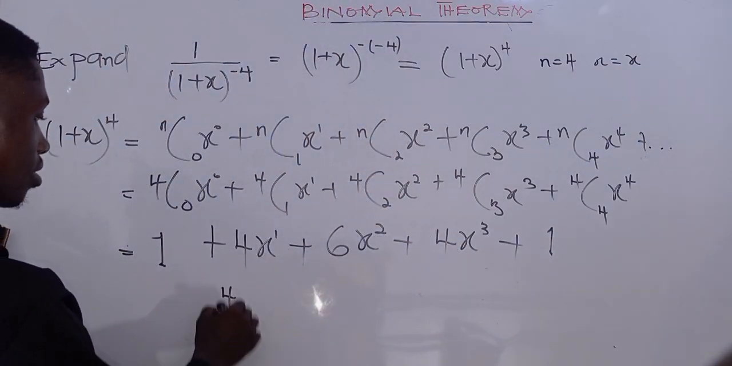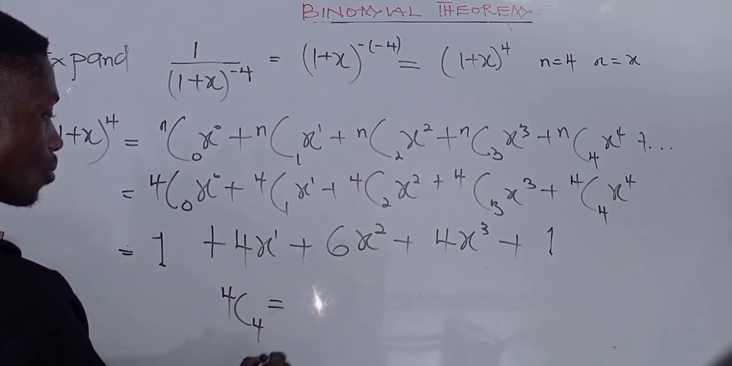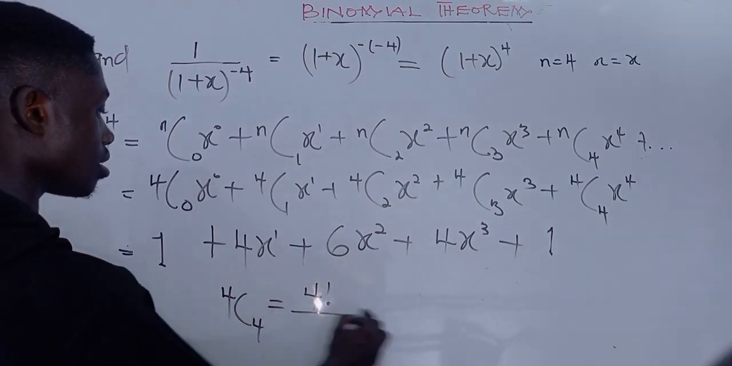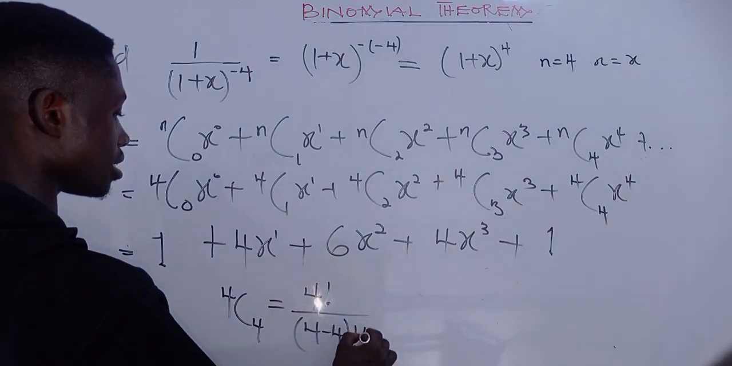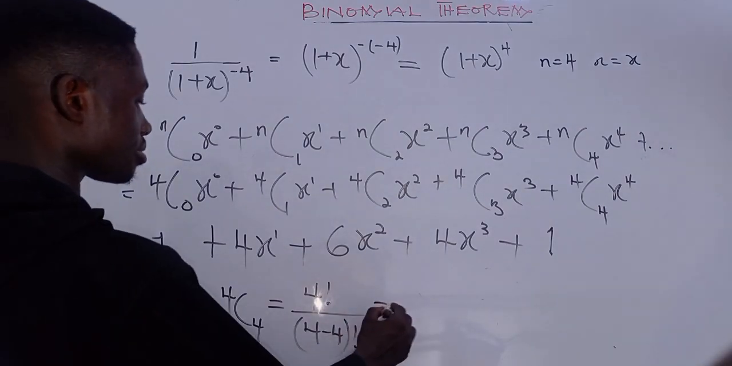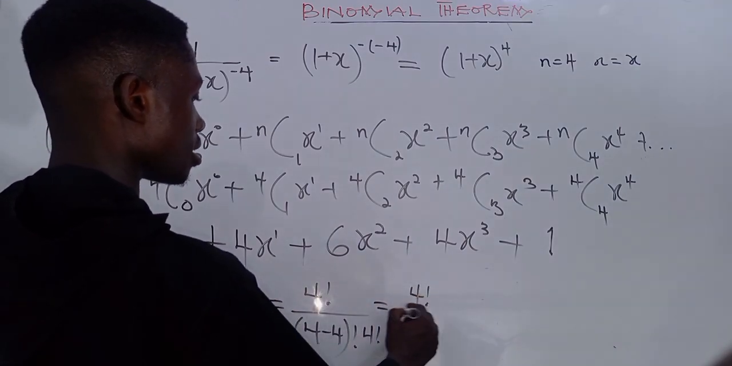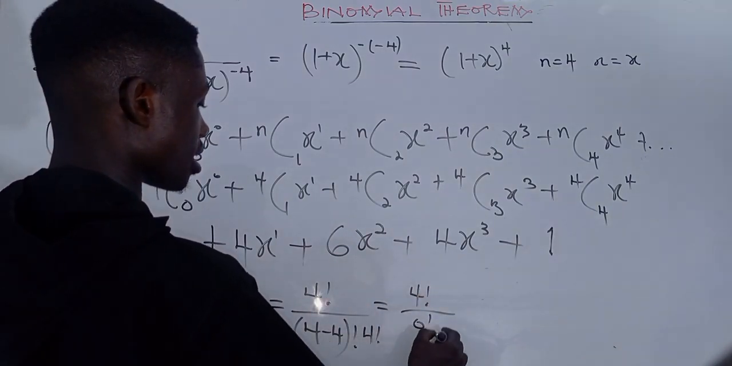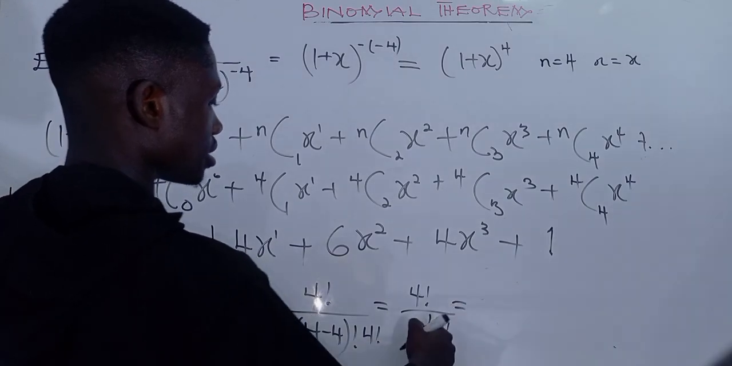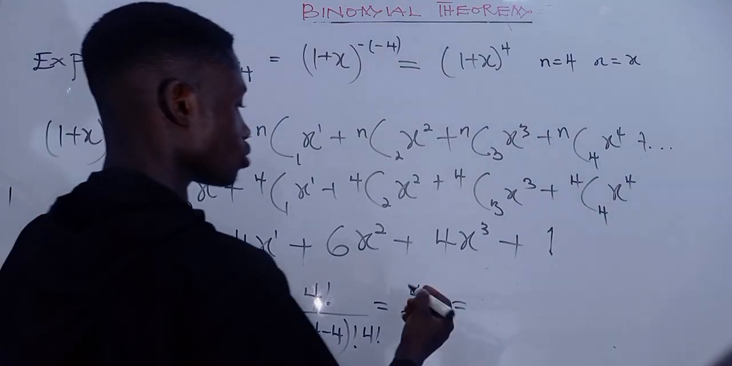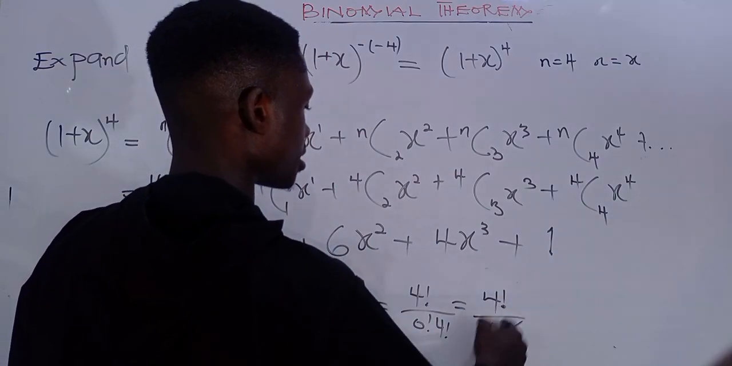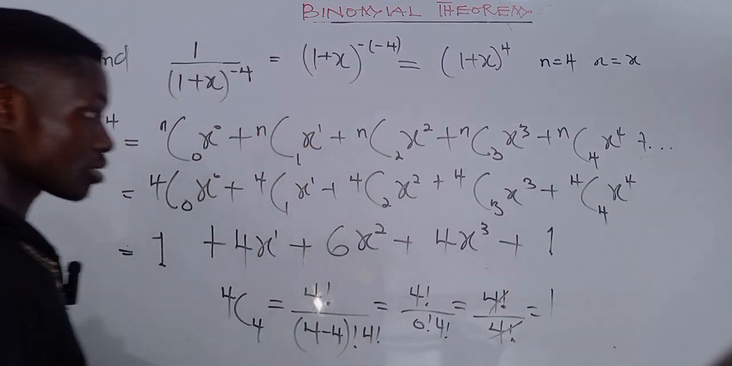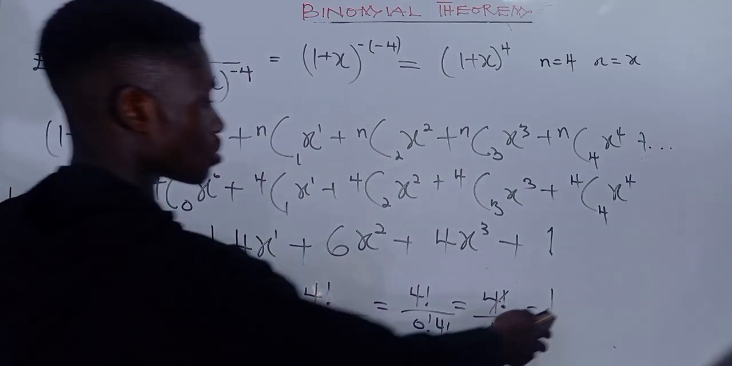So we have 4 combination 4. We have 4 factorial all over 4 minus 4 all factorial, and then we have 4 factorial. So we have 4 factorial all over 0 factorial, 4 factorial. 0 factorial is the same as 1, or it will give you 1. So we have 4 factorial all over 4 factorial. This will cancel this, we have 1. So 4 combination 4 gives you what? 1.